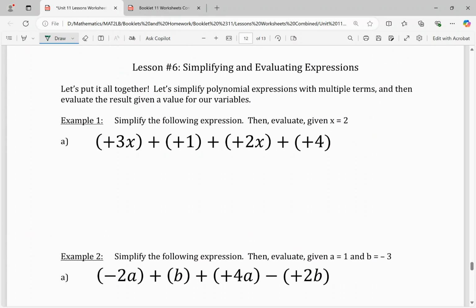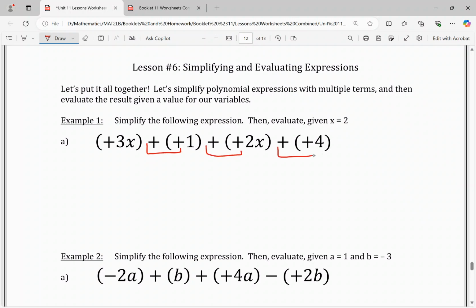Here we have a pretty long expression, right? I'm not going to read it out. We're just going to handle it one step at a time. But our goals are to simplify and then evaluate if x is equal to 2. So let's just start with what we know, and we know how to simplify.